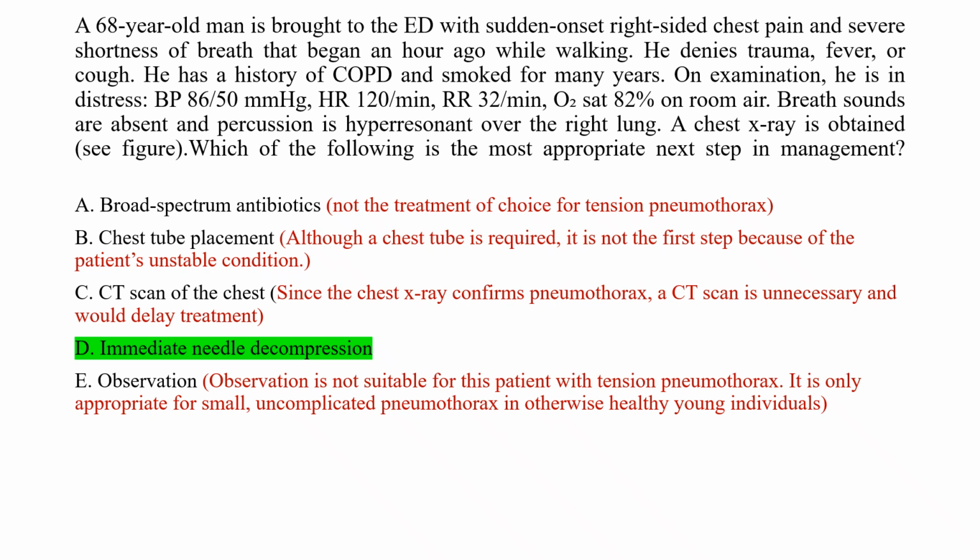And option C is incorrect because the chest X-ray has already confirmed the diagnosis of a pneumothorax, and obtaining a CT scan would add no additional useful information and would only delay treatment. Option E is incorrect because observation would be inappropriate in this patient with tension pneumothorax. Only small and simple pneumothorax in young healthy adults may be amenable to observation.